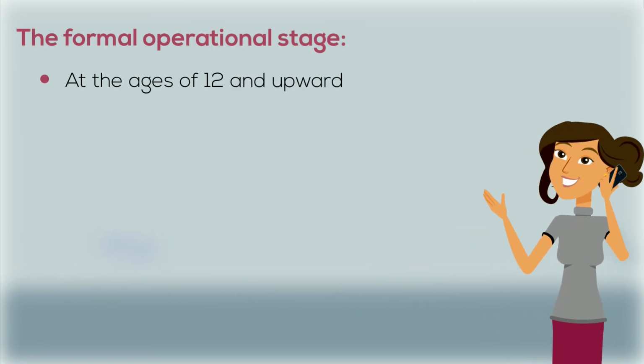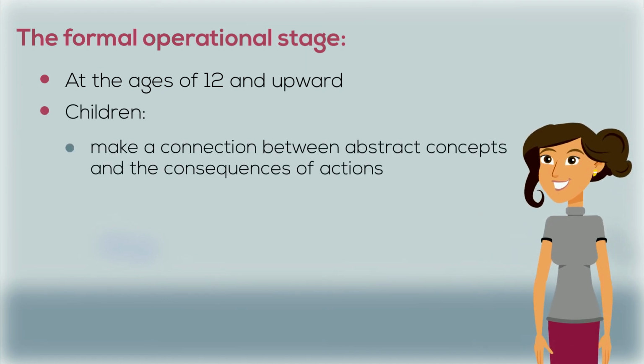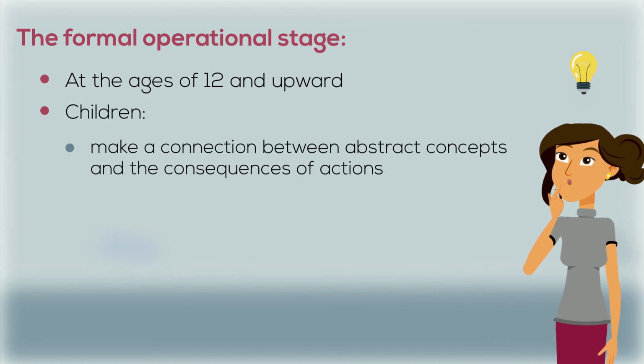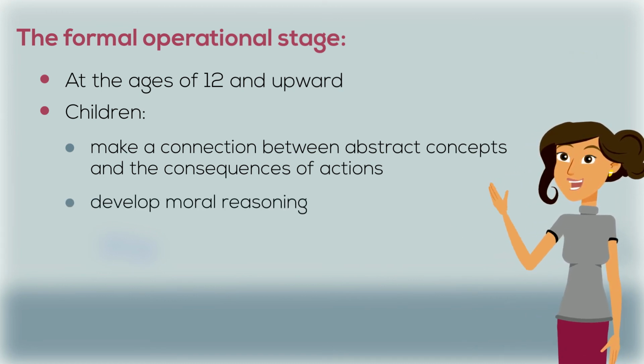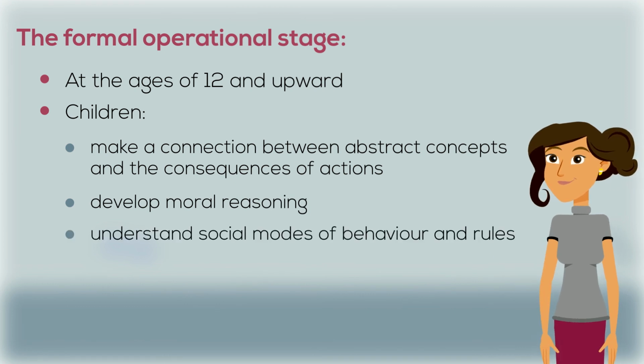The formal operational stage at the age of 12 and upward is when children make a connection between abstract concepts and the consequences of actions. They also learn to develop moral reasoning and understand social modes of behavior and rules.